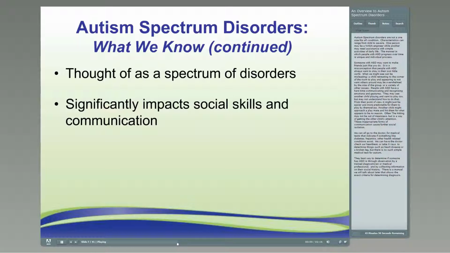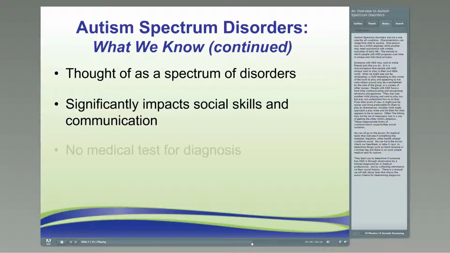People with autism spectrum disorders have a hard time communicating and recognizing emotions and gestures. They may see another child playing and want to play too, but may not understand how to do that. From their point of view, it might just be easier and more predictable for them to play by themselves. Another child might approach a playmate and hit them for what appears to be no good reason. Often the hitting may not be out of meanness, but could be a way of getting the other child's attention. These inappropriate forms of communication cause further social isolation.